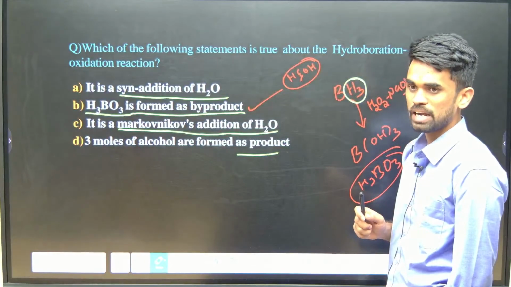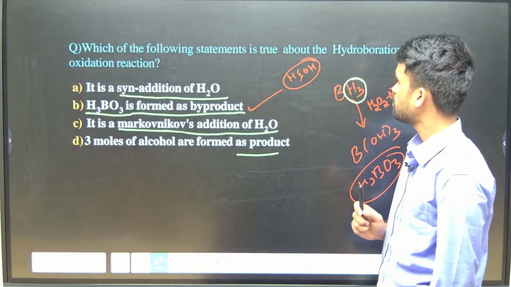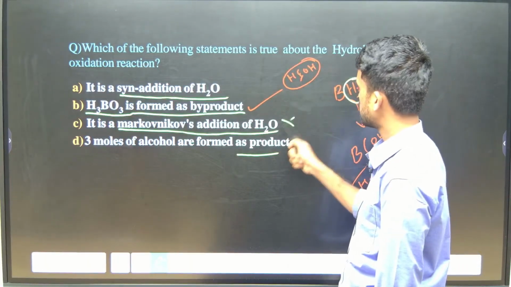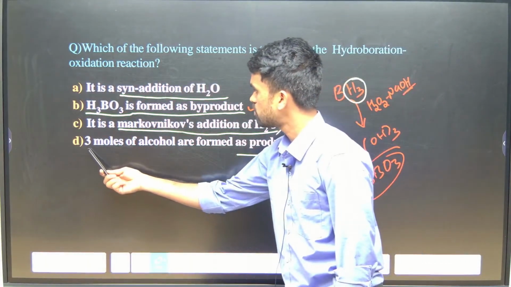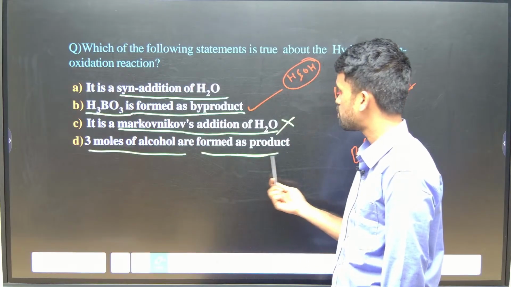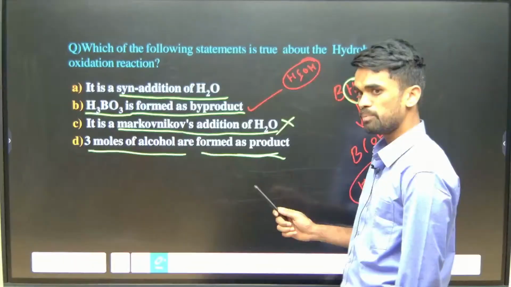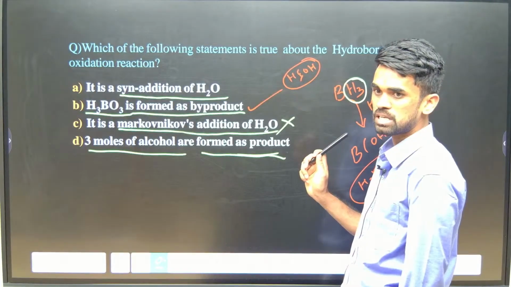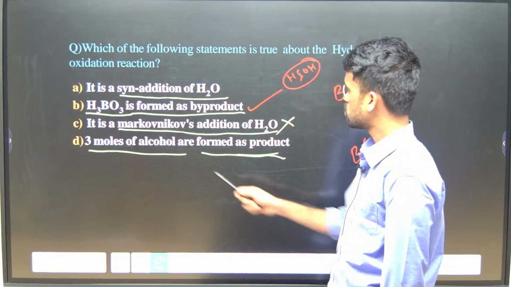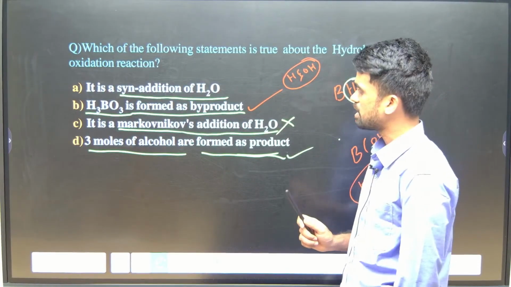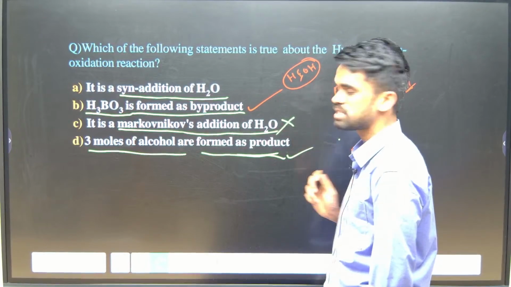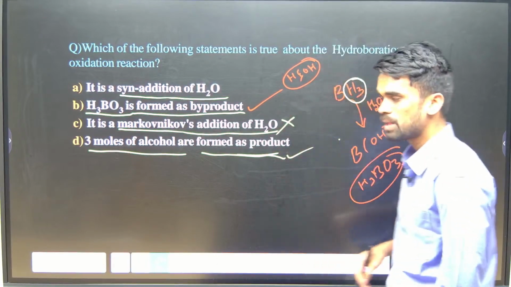It is perfectly correct. It is a Markovnikov's rule addition. Is it Markovnikov's rule or anti-Markovnikov's rule? Anti-Markovnikov. So this is incorrect. Now, 3 moles of alcohol are formed as product. Yes, so 3 moles of alkene react with 1 mole of borane unit to give 3 moles of alcohol. So this is also correct. So which is incorrect here? Only the third option, option C, is incorrect. The remaining are correct here. Okay, that's it.